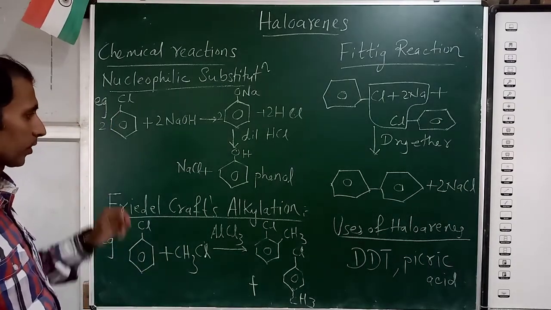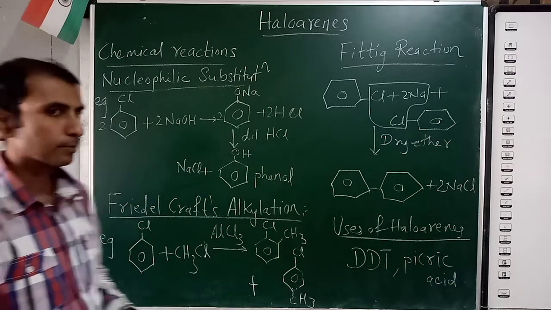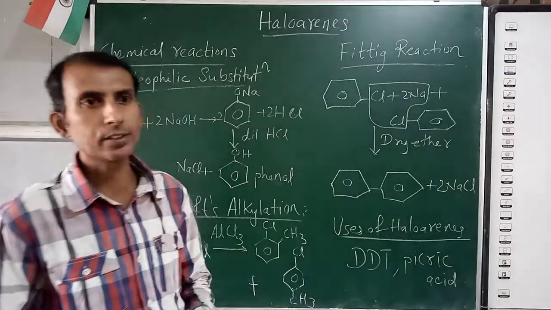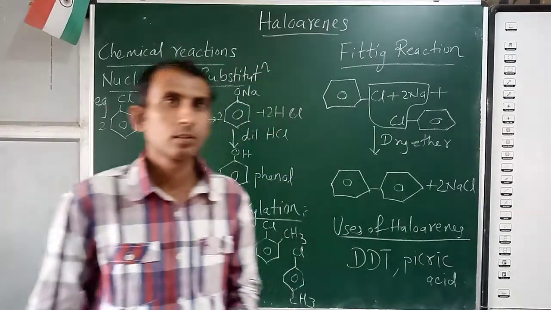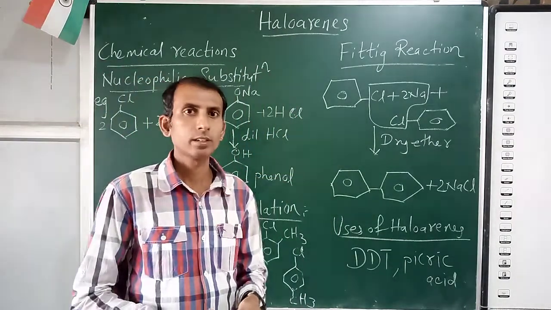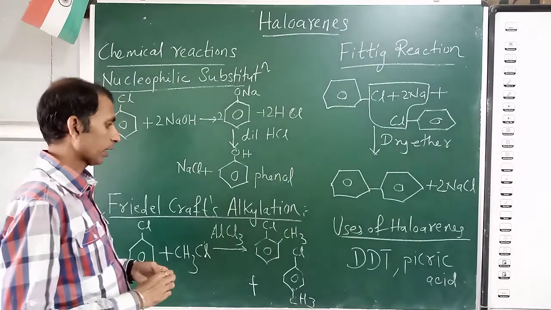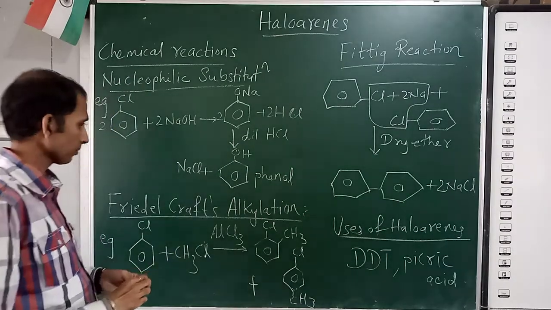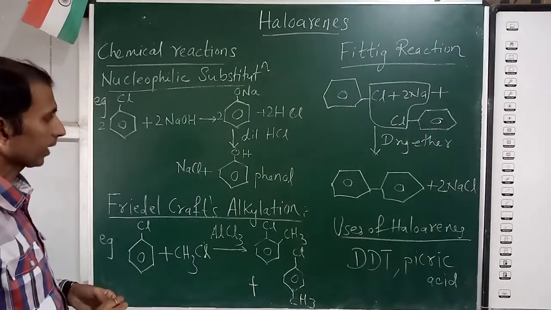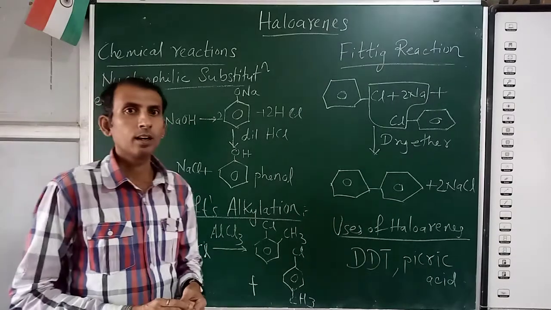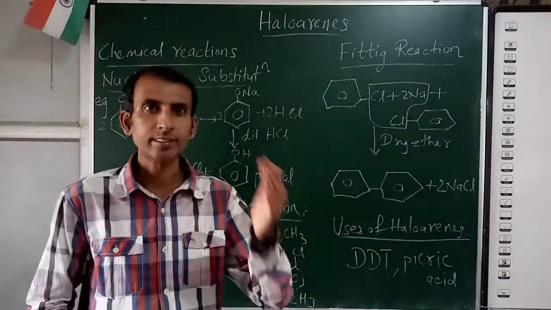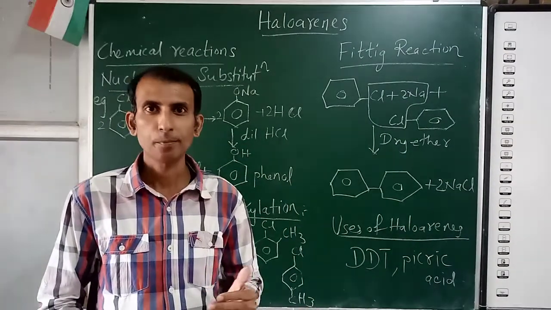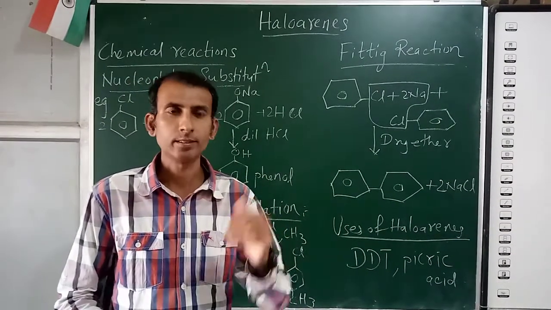Now look at this reaction. You remember this reaction? Friedel-Crafts alkylation. Very important. This particular chemist carried out this reaction. So alkylation is of course addition of an alkyl group on haloarene. Okay? Addition of alkyl group on haloarene.